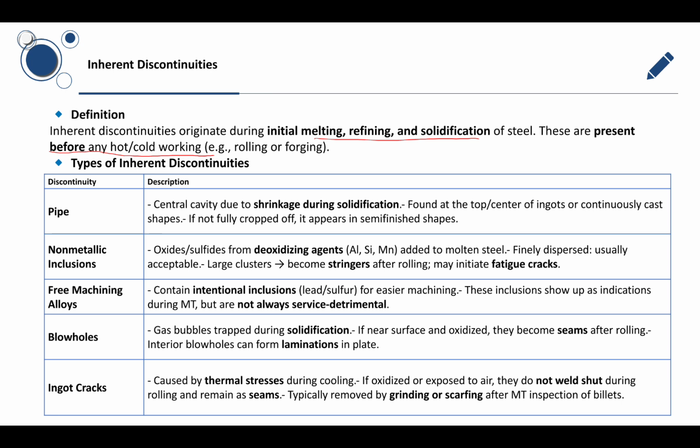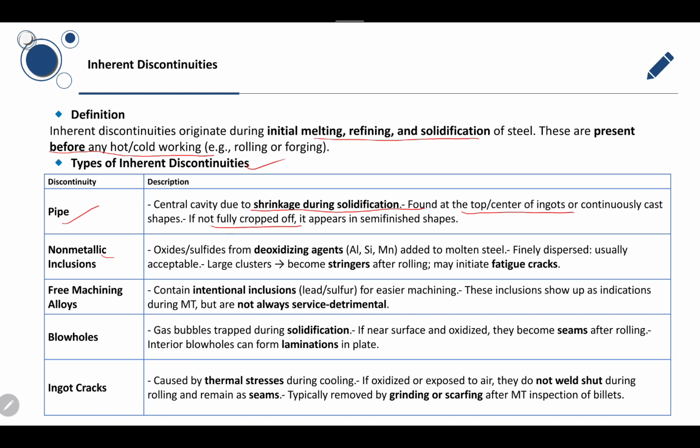Types of inherent discontinuities are pipe. This is a central cavity that forms due to shrinkage during solidification. It is typically found at the top or center of ingots or continuously cast shapes. If this pipe is not fully cropped off, it will appear in semi-finished shapes.